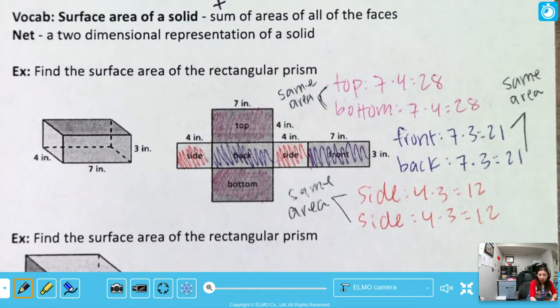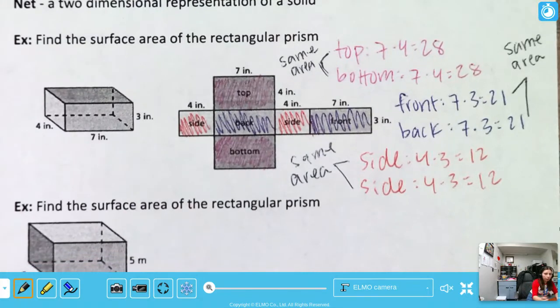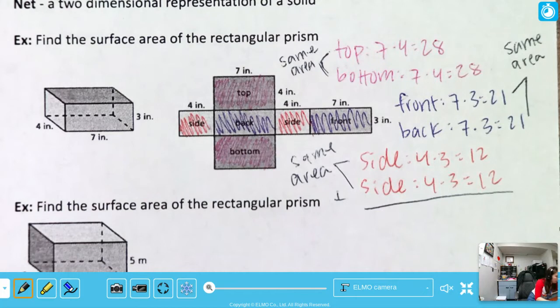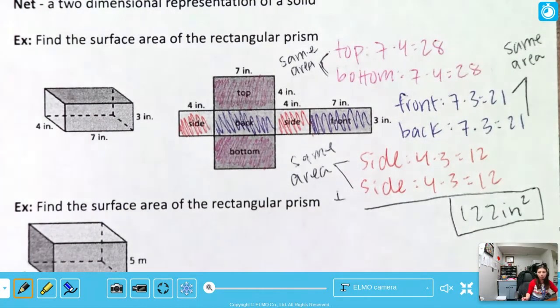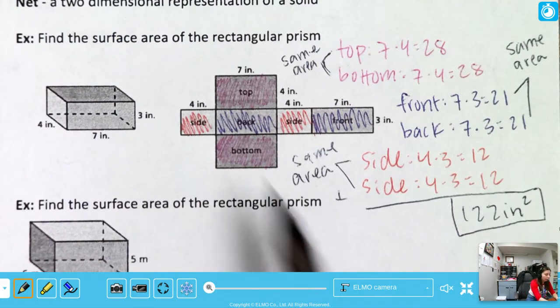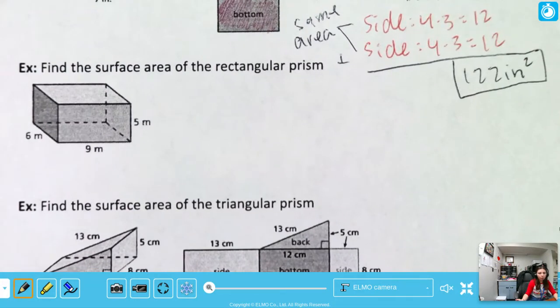Now to get the surface area, I'm supposed to find the sum of all of these areas. That means I'm going to add them all up. So if I were to take my calculator and punch in all these numbers, add them all up together, I would end up with an area of 122 inches squared. Surface area is a type of area, so we still need to label it with its units, inches squared. So the surface area is getting the area of all the faces and adding them all together. We're now going to go ahead and try that in another example where we're not given a net. So what do we do if we don't have a net?